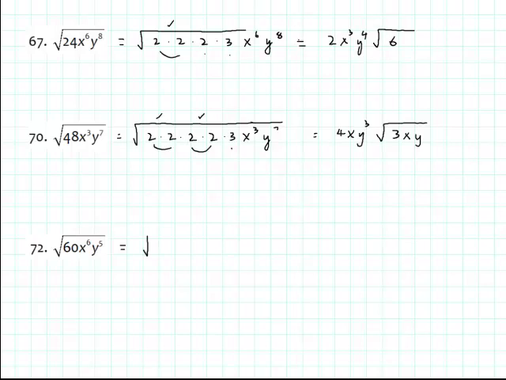And this last one, 60, is 2 times 2 times 3 times 5. I have a pair of 2's that I can work out. Unfortunately, the 3 and the 5 will have to stay inside. 2 works out. 3 and 5, 15, remains inside. X to the 6. 6, there's exactly 3 pairs with no remainder. Y to the 5th. 5 is 2 pairs with 1 left over.